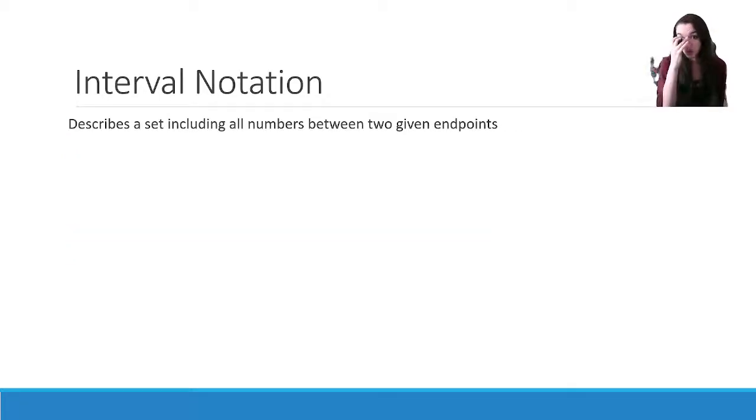So first, we're going to start with interval notation. So I said previously that when we're dealing with sets of things on a number line, such as saying a domain is x is greater than 3, or x is less than 7 and greater than 5, etc., we were using what's called inequality notation, using our inequality symbols.